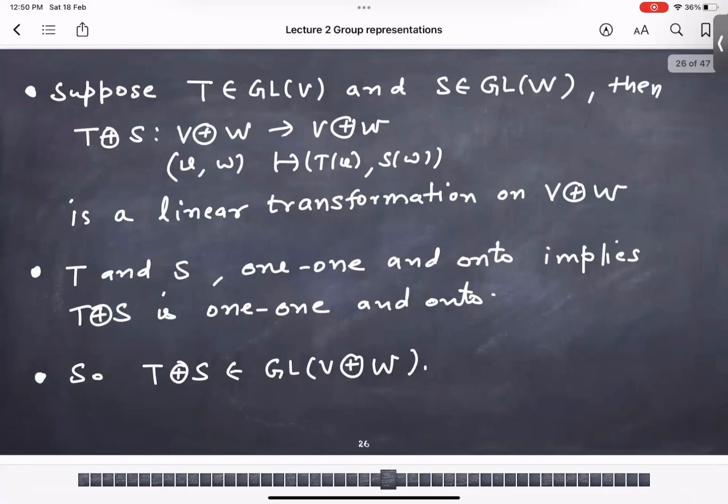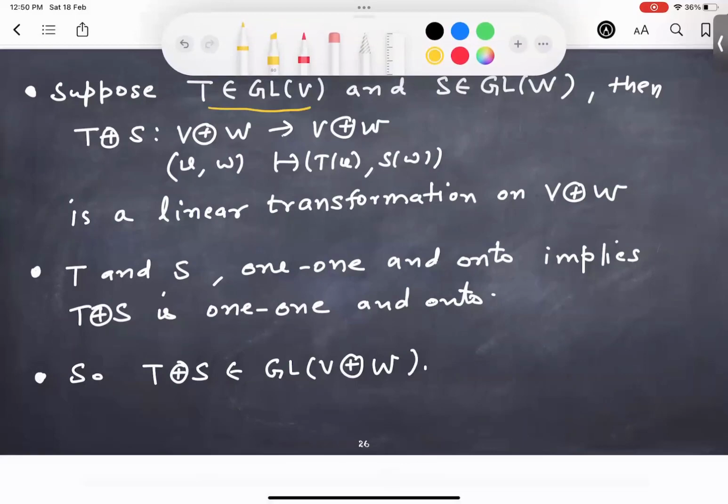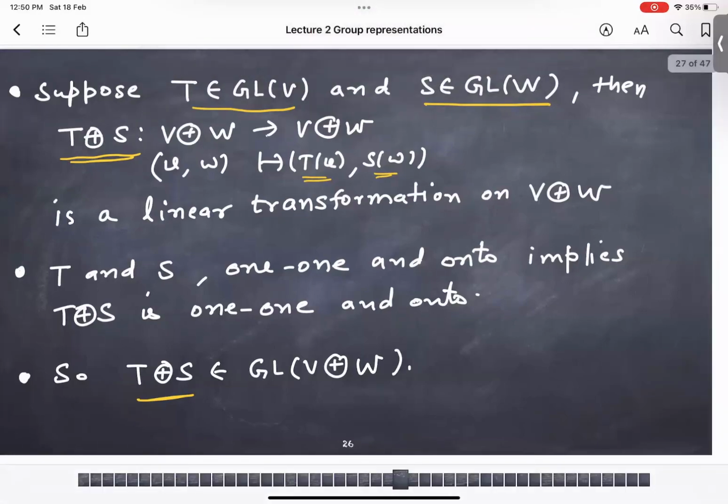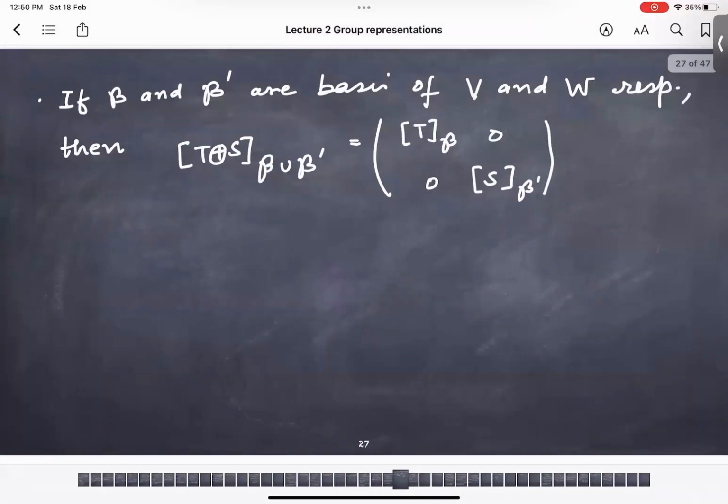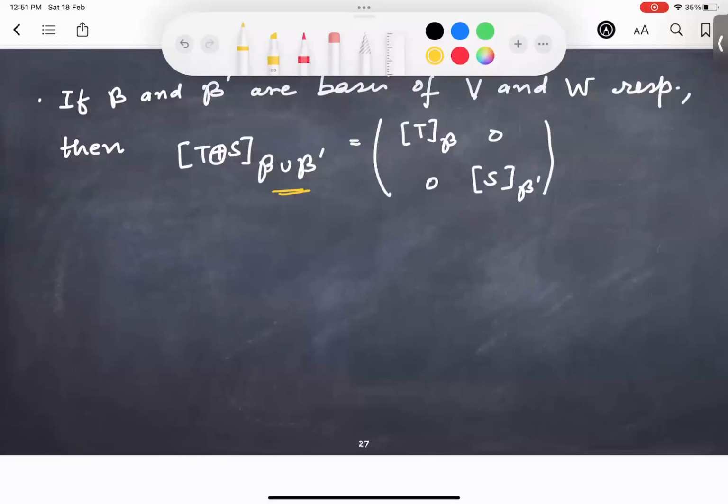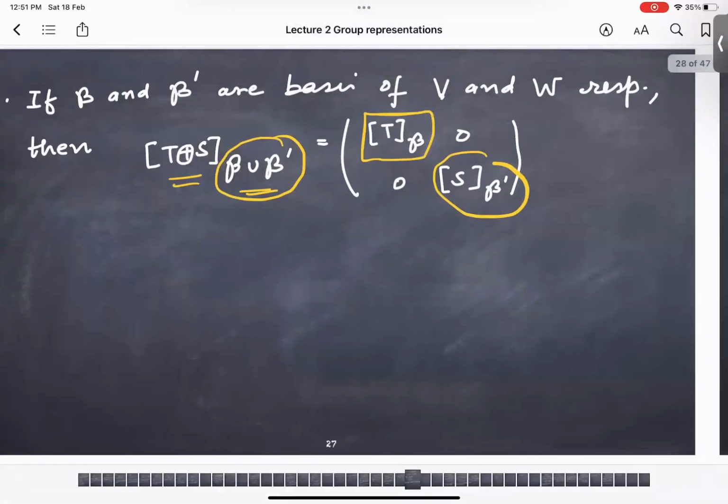Now, suppose you have a linear transformation T of V and a linear transformation S of W. Then I can talk of the linear transformation T direct sum S of V direct sum W by this obvious map: on the first component you apply T, and on the second component you apply S. If T and S are 1-1 and onto, then T sum S is also a 1-1, onto linear transformation from V direct sum W to V direct sum W. If B and B dash are bases of V and W respectively, then their union is a basis of V direct sum W. If you compute the matrix of T sum S relative to this basis, it has these two matrices on the diagonal and zero elsewhere. I will need this representation in the matrix form.